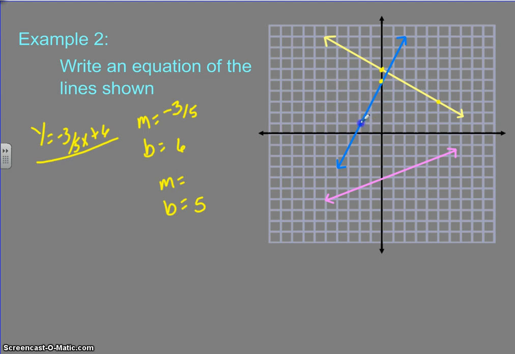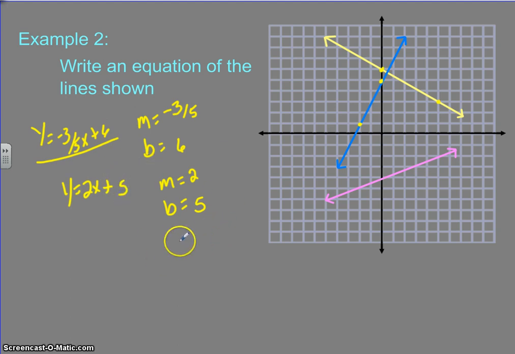Generally the lines you do will have 2 points on them. You're not going to have to find them, but sometimes you have to find them. So we're going to look at the slope of these 2 points. We're going to go up 1, 2, 3, 4 over 2. That is 4 over 2, which is 2 over 1, which is just 2. So y equals 2x plus 5.